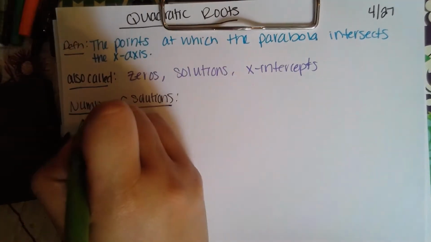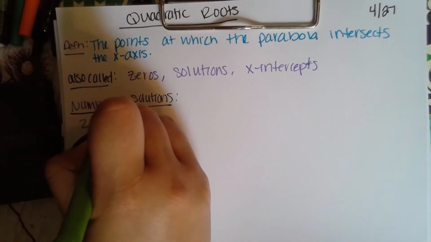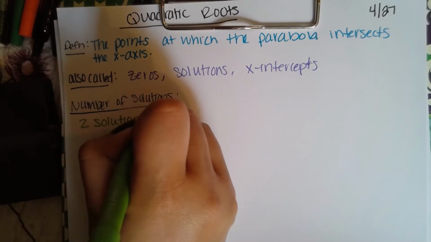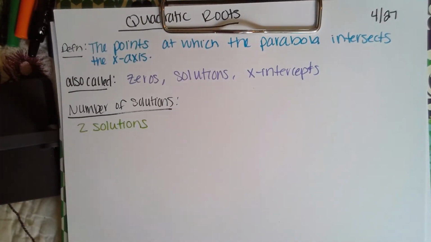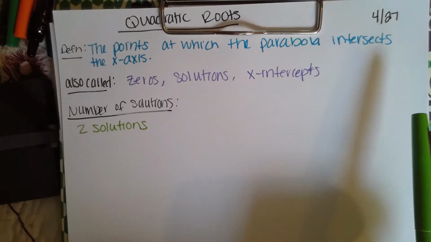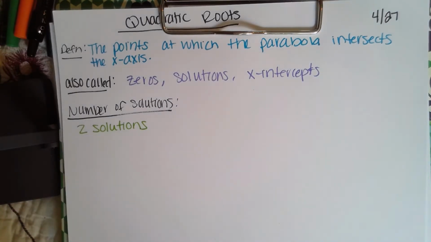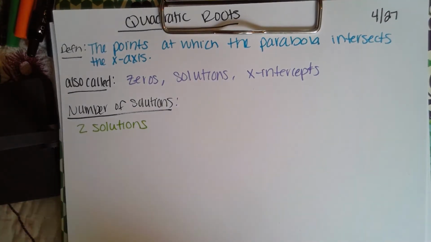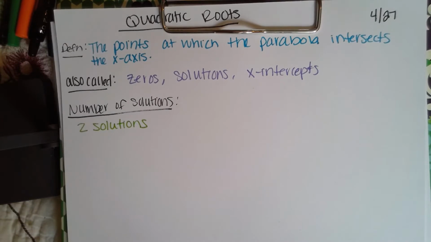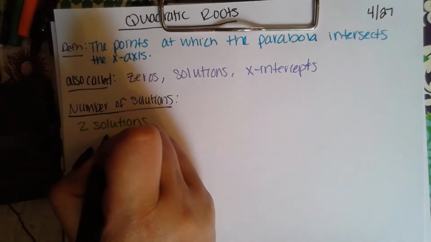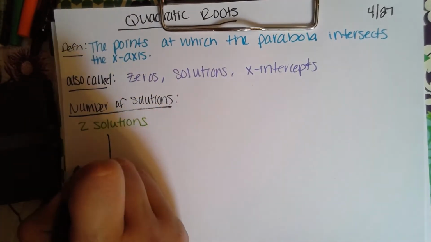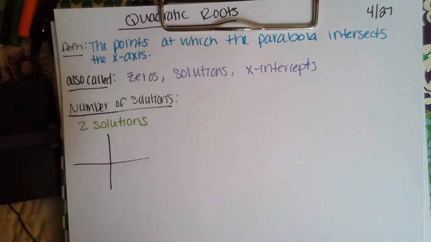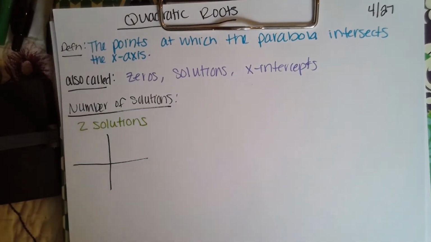But if you have a parabola and you can see that it intersects twice through the x-axis, it doesn't have to be intersecting perfectly here. It could be intersecting on the left, the right. It could be reflected over the x-axis and intersect. What matters is that it intersects twice through the x-axis. Then you have 2 solutions.